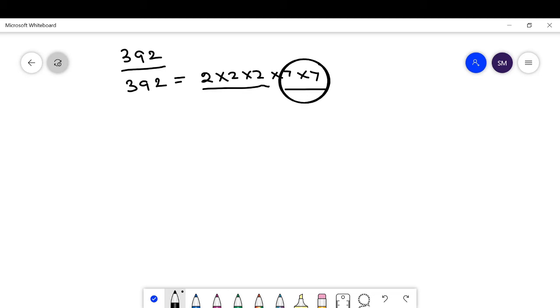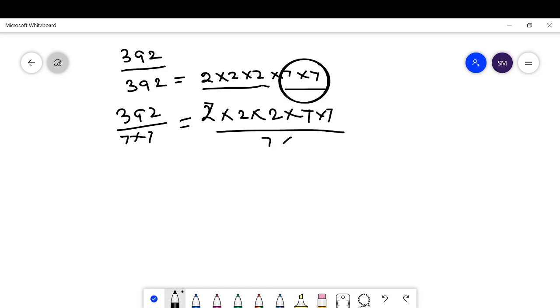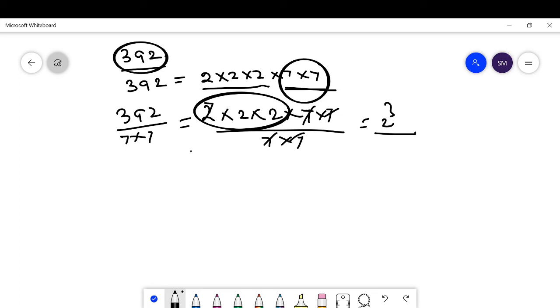If 392 is divided by 7 into 7, then on the right side we get 2 into 2 into 2 into 7 into 7 upon 7 into 7. Cancel. Then what remains? 2 cube. It is a perfect cube. Then which smallest number should 392 be divided by to make it a perfect cube? 7 into 7, 49. When 392 is divided by 49, then it becomes a perfect cube.